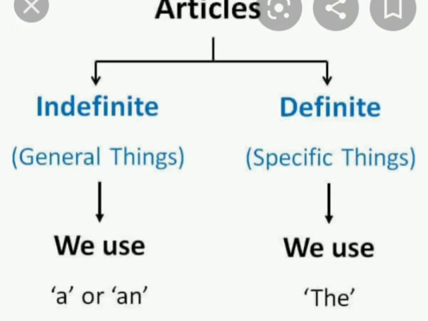Now the definite article. It refers to a specific noun. If you are saying, I want the orange, here you are talking about the specific orange you want to eat. Next example, I don't want to go to the party. Here we are talking about a particular party.